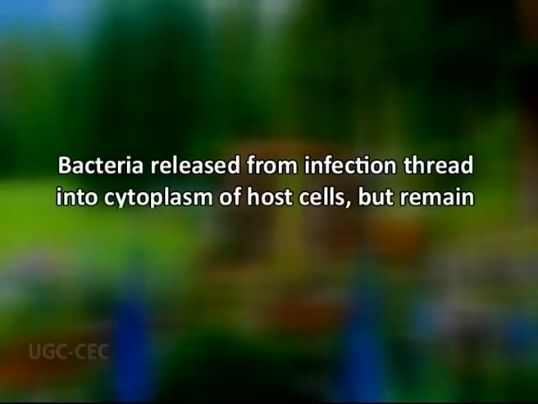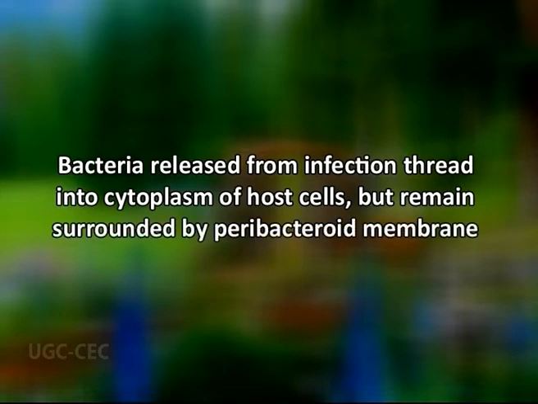The bacteria are released from the infection thread into the cytoplasm of the host cells but remain surrounded by the peribacteroid membrane. Failure to form the peribacteroid membrane results in the activation of host defenses and or the formation of ineffective nodules. Infected root cells swell and cease dividing. Bacteria within the swollen cells change form to become endosymbiotic bacteroids, which begin to fix nitrogen.